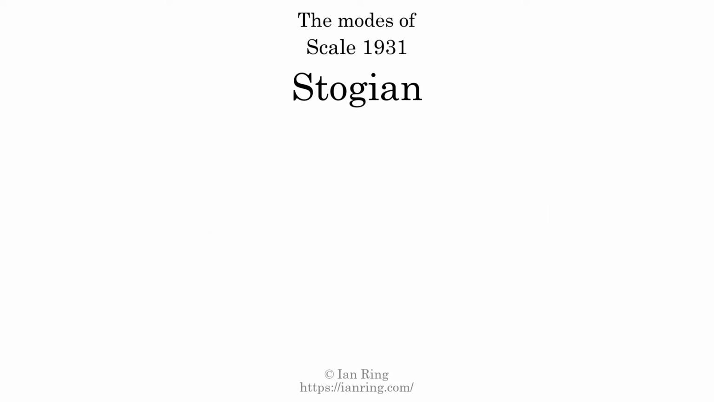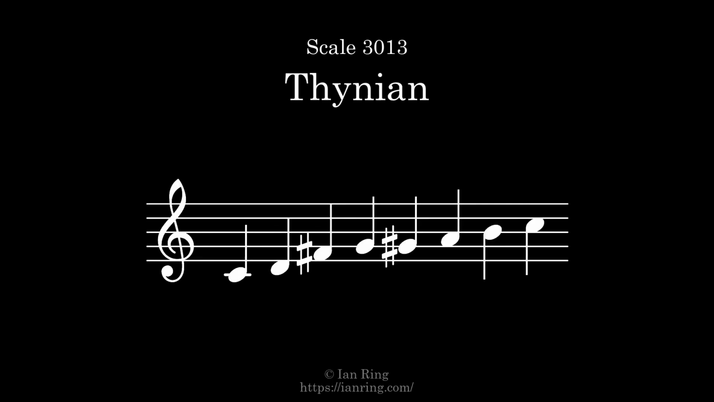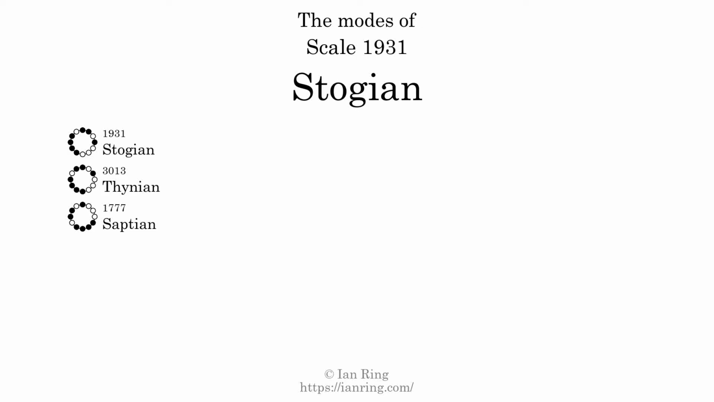This scale has 7 modes. The first mode is itself. The second mode is scale 3013, also known as Stogian. It sounds like this. The third mode is scale 1777, also known as Stogian. It sounds like this.